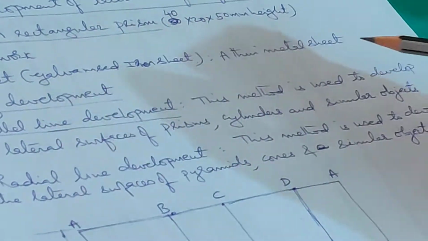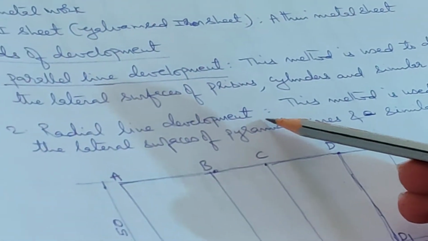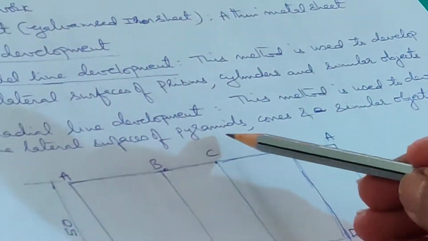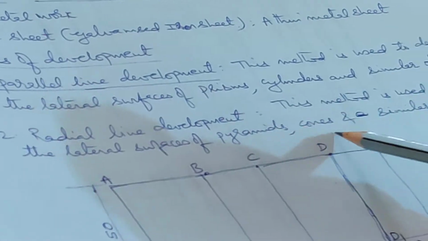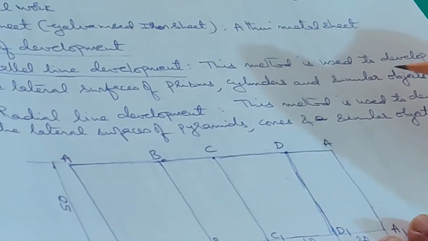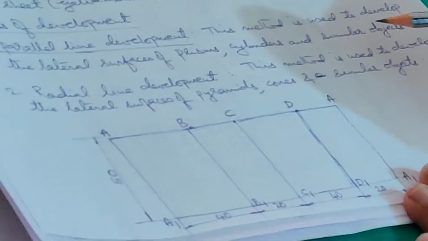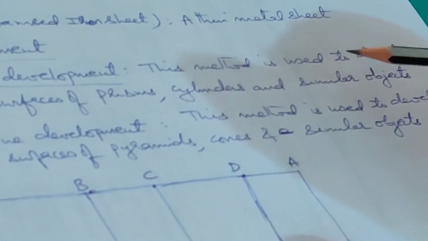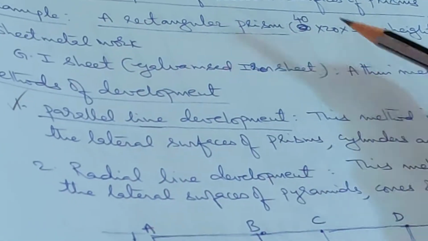There is also another method called radial line development. This method is used to develop lateral surfaces of pyramids, cones and similar objects. That we will be dealing with under drawing number 16 and 17. So let us see what the parallel line development method is by taking this example now.